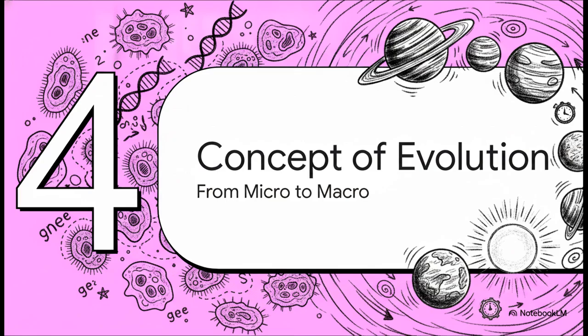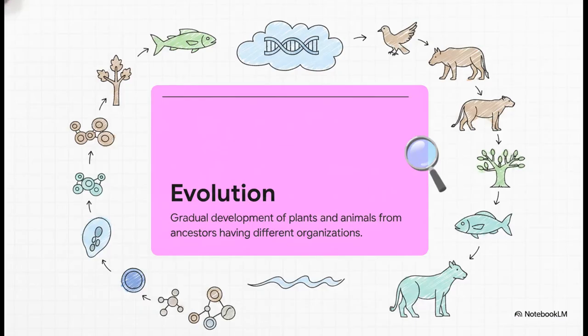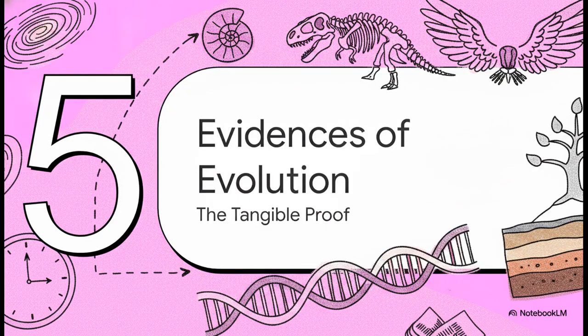Section 4. The concept of evolution, from micro to macro. Zooming out from these microscopic cellular mutations, let's observe how these tiny genetic changes accumulate over massive planetary timeframes. This brings us to the grand concept of evolution. Fundamentally, it's a very, very slow-going, multi-dimensional process. It is the gradual, progressive development of plants and animals from ancestors having entirely different structural and functional organizations. We are talking about a timeline of 3.5 billion years here, leading to the immense biodiversity we see on Earth today.